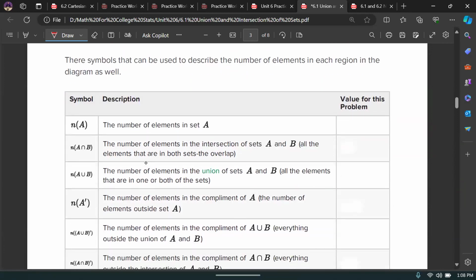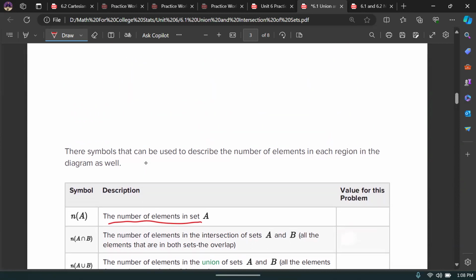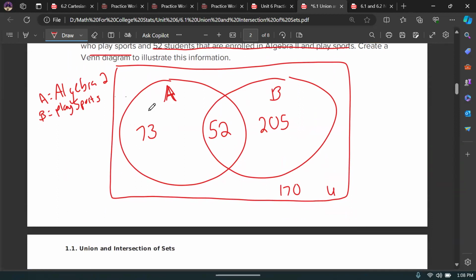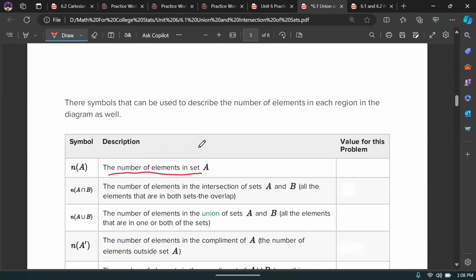So N of A, NA, stands for the number of elements in A. That's how you're going to read it. It says it here: the number of elements in A. So that's how many people, how many things are in A. In this case, as we saw, in A we have 125 in total, right? So 125 would be the value for this particular problem.